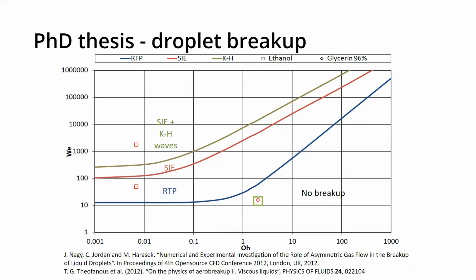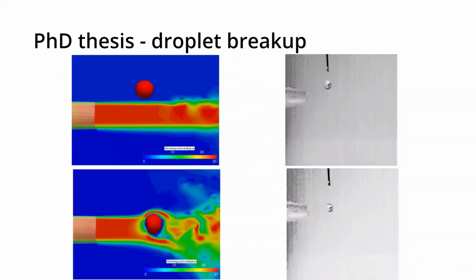So if we consider now glycerin with a very low velocity of 25 meters per second coming out of a nozzle from the left-hand side in the simulation, and the same in the experiments on the right-hand side, the quality of the experiments is poor, just given by the equipment that I had available at the university. But you can see that there is a glycerin droplet dropping onto this airflow. And then what happens is that it is flattened a little bit, but no breakup occurs. So indeed, the simulation delivers the result that no breakup occurs.